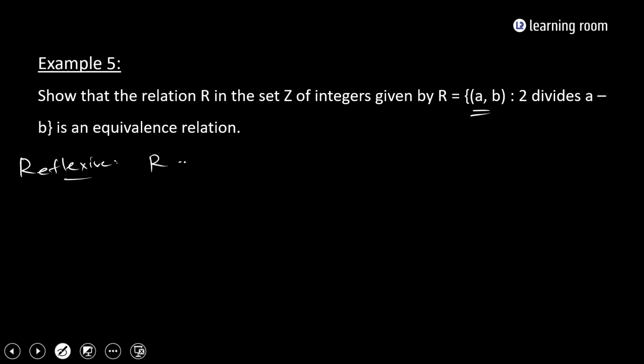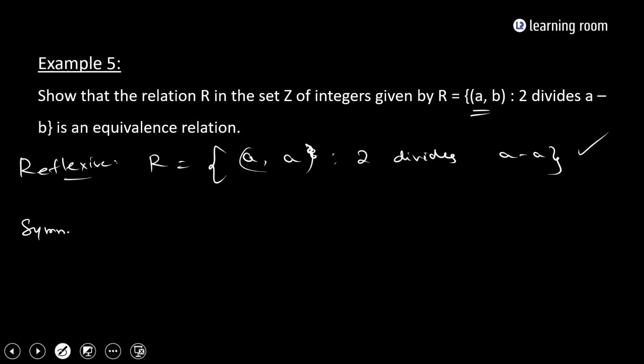If I take (a, a) in R, is it possible that 2 divides a minus a? Yes, sir. Why? Because when you subtract a number from itself, you get 0, and 2 obviously divides 0. So reflexive is true. Then what about symmetric?